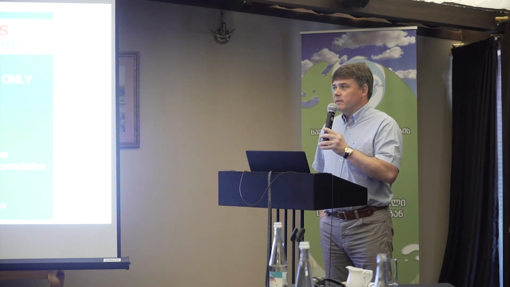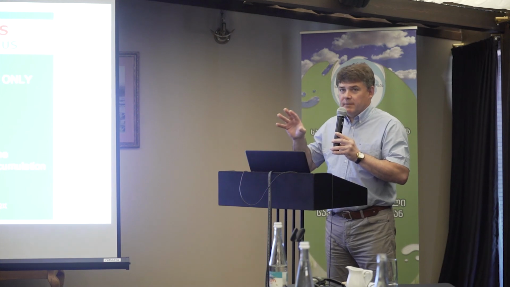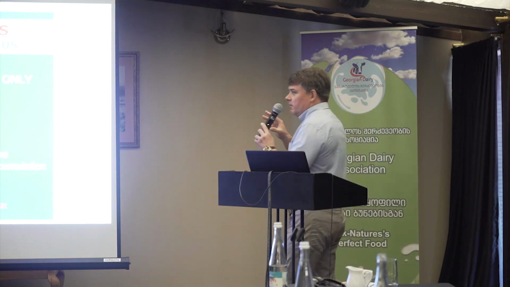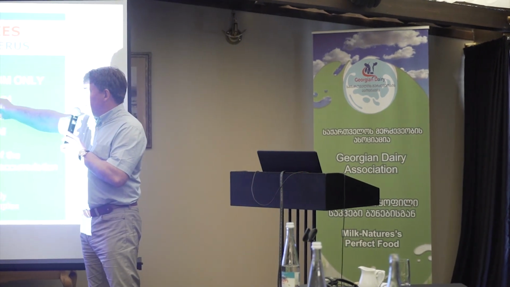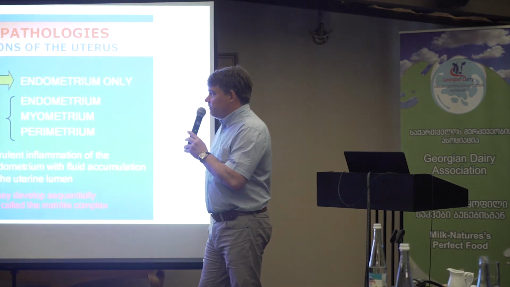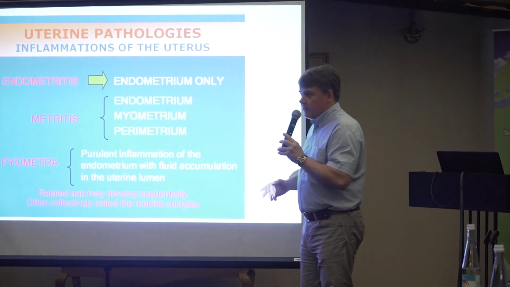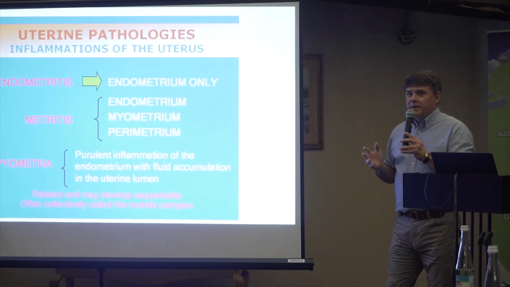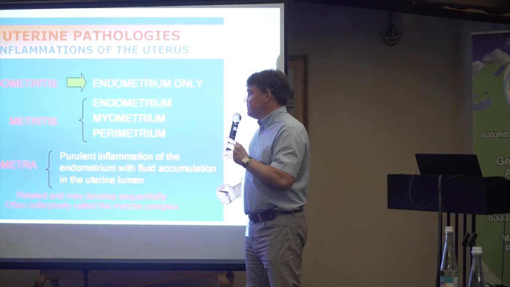Because if we are talking about metritis, it means that the full uterus is inflamed. Metritis is the full inflammation of the uterus. It means that all layers, endometrium, myometrium, and perimetrium, are inflamed. But if we are talking about endometritis, then only the endometrium is inflamed. Very often, endometritis is the case. Metritis is more rare than endometritis.